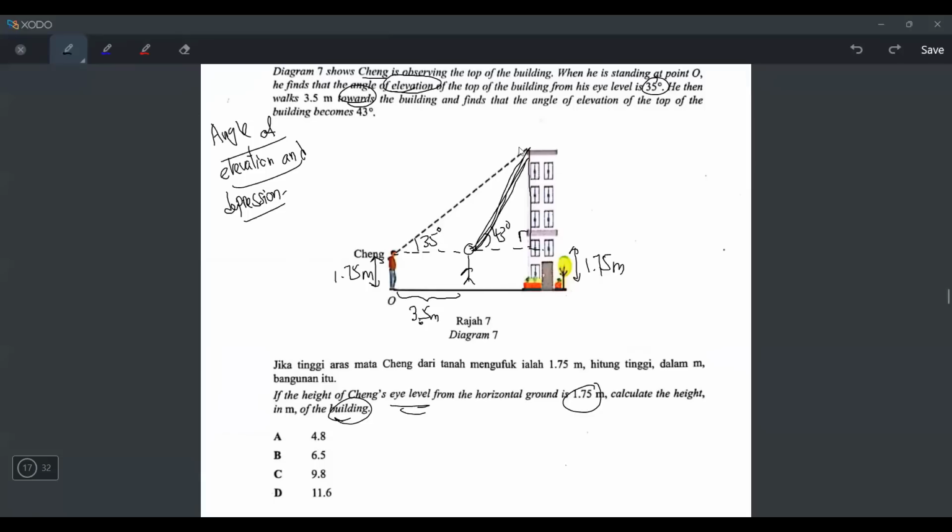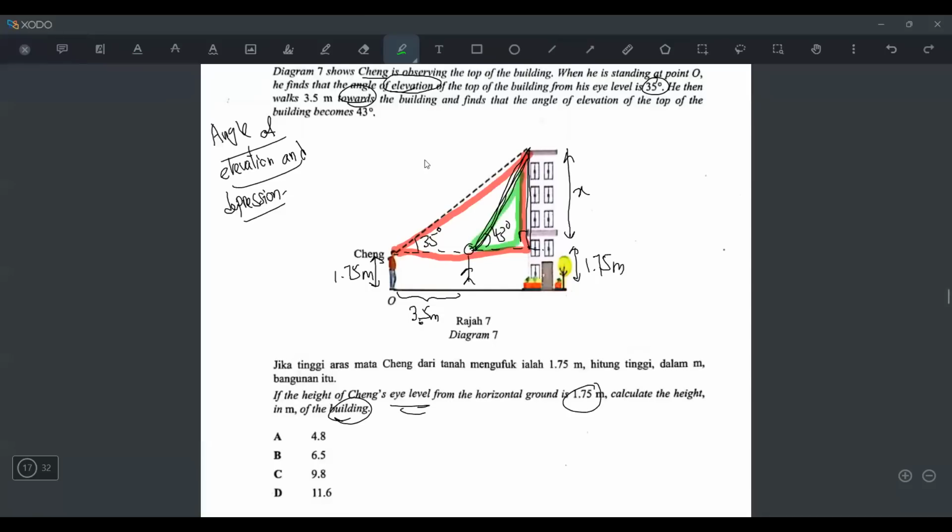Okay, I will let the height of the building become X. Not the whole height, I only let this part become X. And now I can see two right angle triangles. The first right angle triangle is like this, and the second right angle triangle is this one. Please don't take this one, because this is not a right angle. And if it's not a right angle, you can't do anything. Because we need to make sure it's a right angle triangle before we can use SOHCAHTOA and Pythagoras.